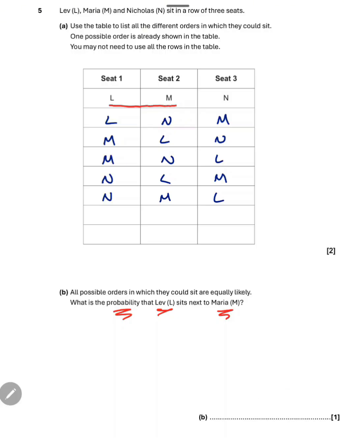There's Lev and Maria sat next to each other. There's Lev and Maria sat next to each other. There they're sat next to each other. I don't think there's anywhere else where L and M, there is right there. Lev and Maria sat next to each other. There are 4 ways that they're sat next to each other, and it's out of 1, 2, 3, 4, 5, 6. So 4 out of 6. It doesn't say simplify, so there's no need to, but if you did, you'd get 2/3. Both are correct, and there's no extra marks for simplifying in that question.